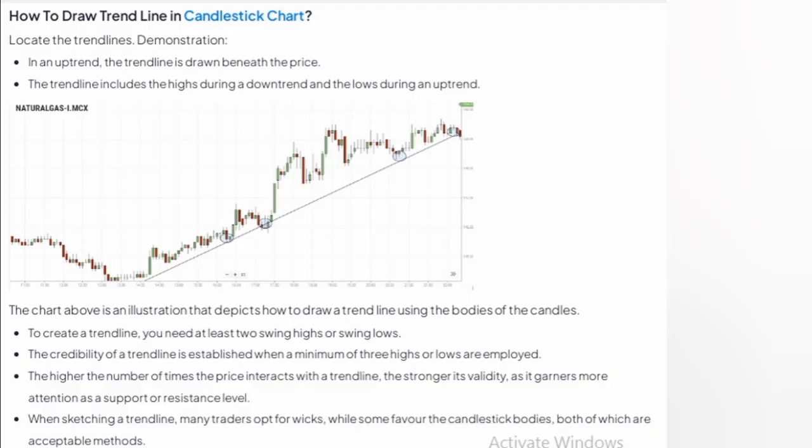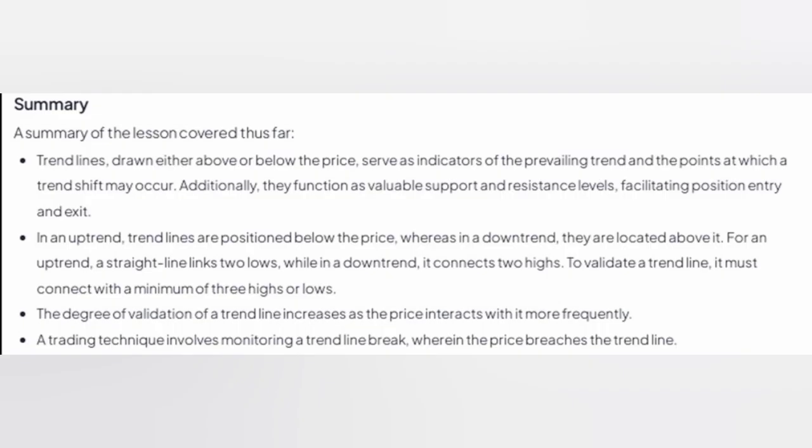The credibility of a trend line is established when a minimum of 3 highs or lows are employed. The higher the number of times the price interacts with a trend line, the stronger its validity, as it garners more attention as a support or resistance level. When sketching a trend line, many traders opt for wicks, while some favor the candlestick bodies, both of which are acceptable methods. Summary. A summary of the lesson covered thus far.